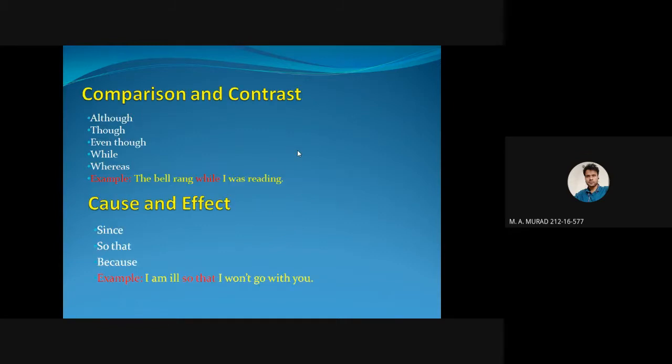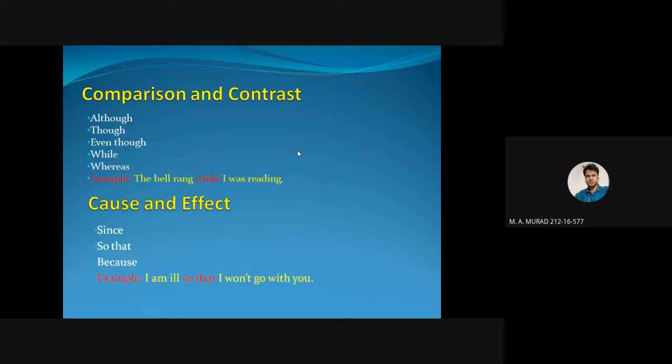In the next slide, we should know about comparison and contrast. For comparison and contrast between two clauses, we should use although, though, even though, while, whereas. Here is an example: the bell rang while I was reading. Here while is a subordinator.